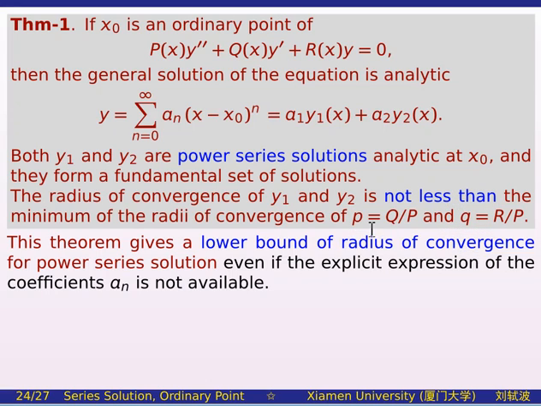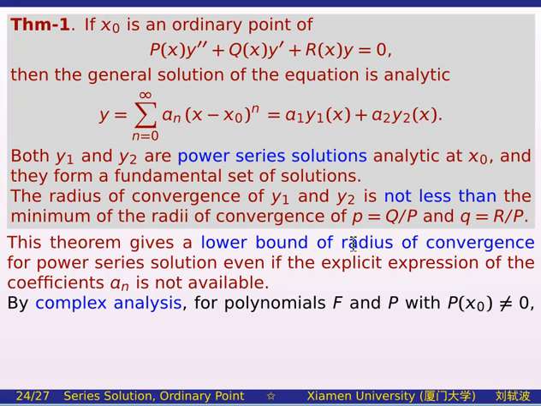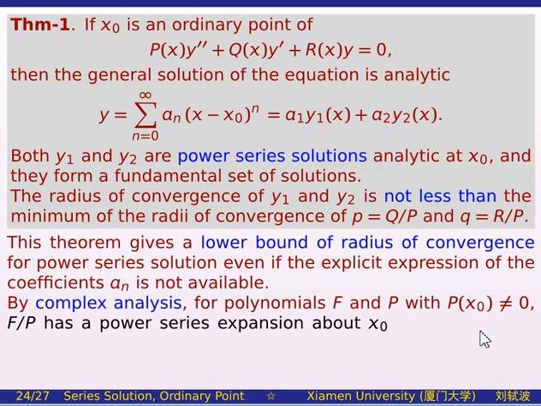That is not easy. Okay, that is not easy as well. But if the capital P, Q, R are all polynomials, from complex analysis we know that the quotient of two polynomials, capital F and capital P, where capital P of x0 is not 0, that is a rational function, has a power series expansion about x0.